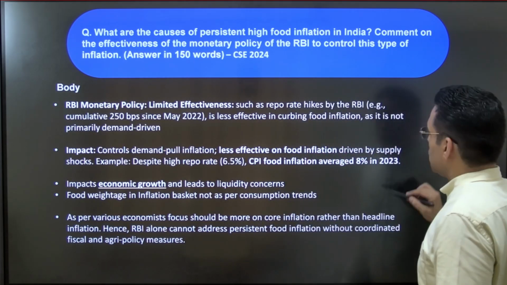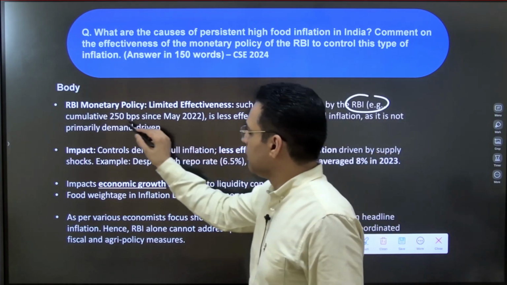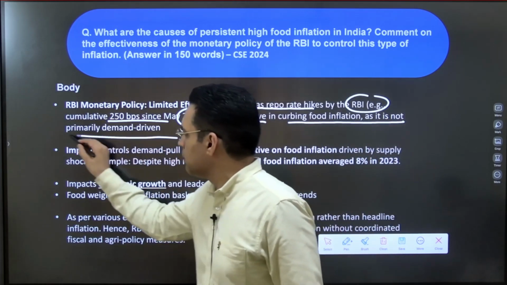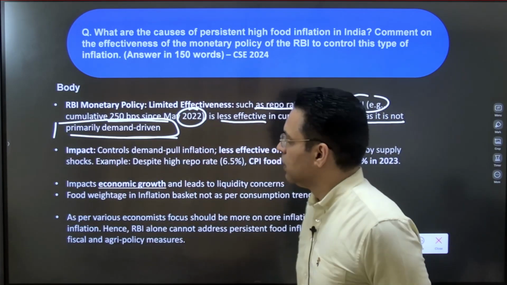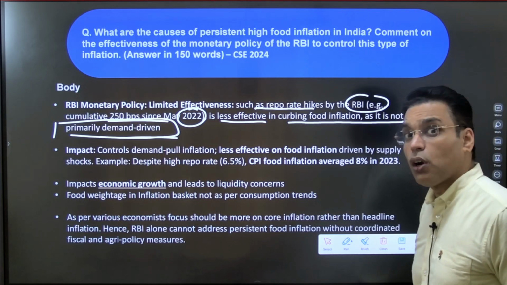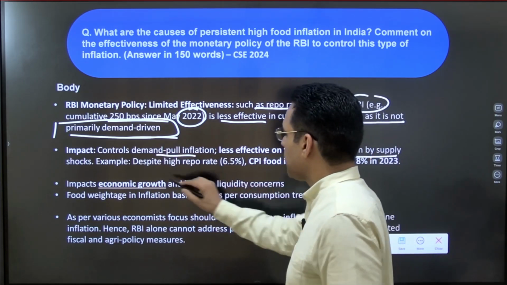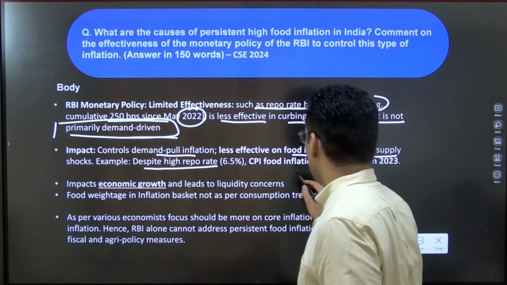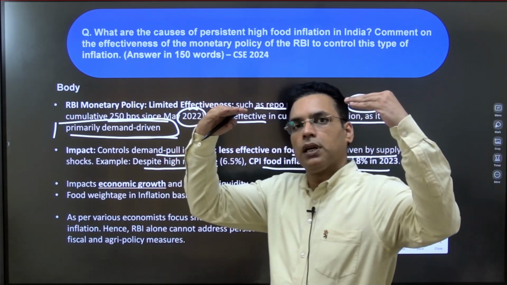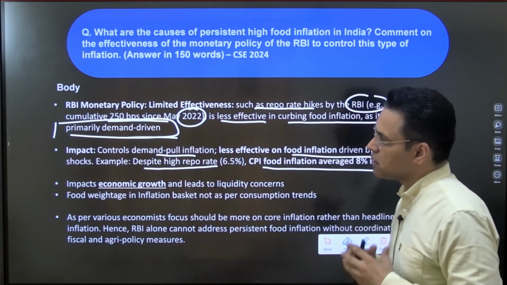What should be done? So RBI's monetary policy is effective, such as the repo rate hike by RBI, cumulatively 250 basis points since May 2022. It is less effective in curbing food inflation as it is not demand driven. Okay. So आपका जो repo rate hike है, that will reduce money supply, but it will not address the supply issue. It controls demand pull inflation, but is less effective in food inflation driven by supply shock. For example, despite high repo rate, CPI food inflation was also high. So you increase the repo rate, but food inflation was also high. So inflation to control हुआ नहीं. So this is something whose effectiveness is being questioned.